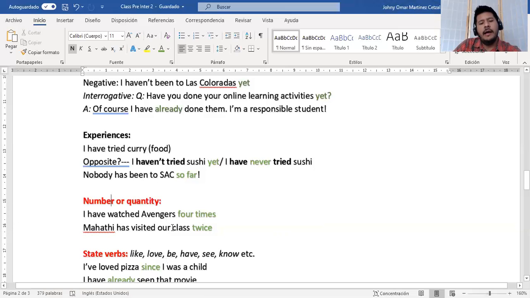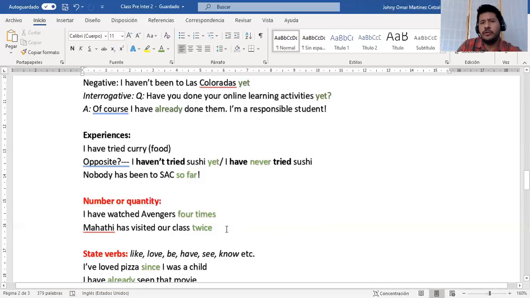I have watched Avengers 4 times. How many times have you watched Avengers? 4 times, 3 times, once, twice, 5 times, okay? So you are talking about the number of times you have done something. In this case, we prefer to use present perfect, not continuous. Another example: Mahathi has visited our class twice. How many times has she visited our class? 2 times or twice, okay?